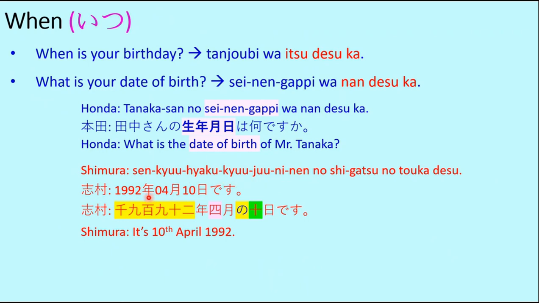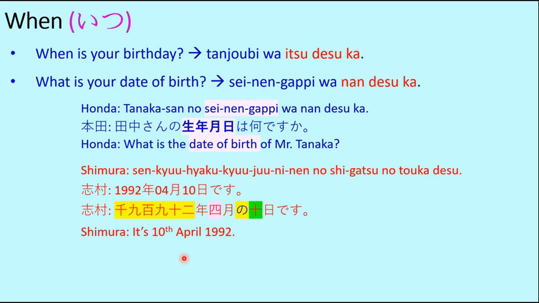And nen means year. So the year 1992, no shigatsu. That means shigatsu of this 1992 year. That means the fourth month or April of 1992. And then we again have toka. Toka means 10th day of the month. So 10th day of April of 1992. That's why two times this no particle has been used to express of, that is possession. So 10th April 1992 is the date of birth of Mr. Tanaka. So this is how we reply to such questions.